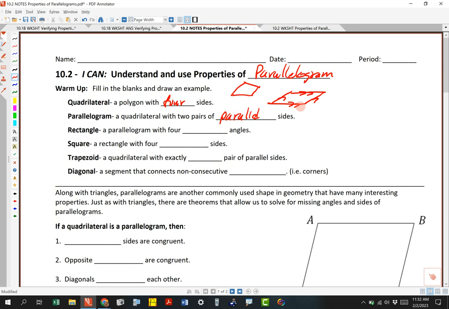Rectangle. It says it's a parallelogram, so it's just a special type of parallelogram. One extra condition: right angles. So it's basically what we drew before. The sides are still parallel. Opposite sides are still parallel. But now we've got right angles in here.